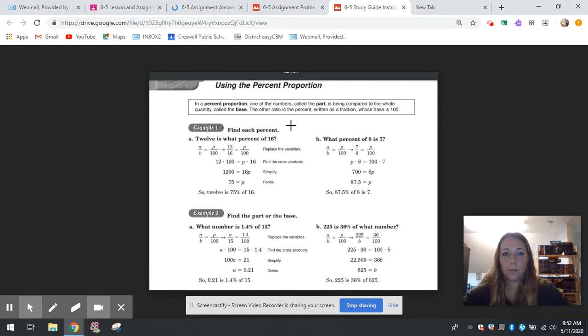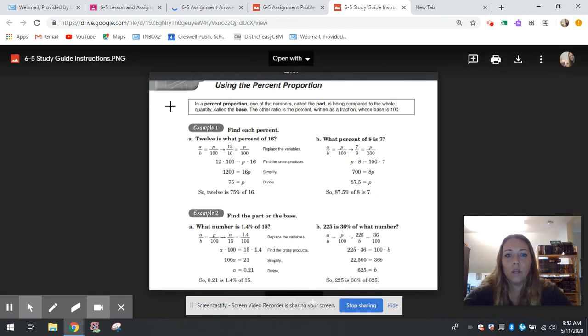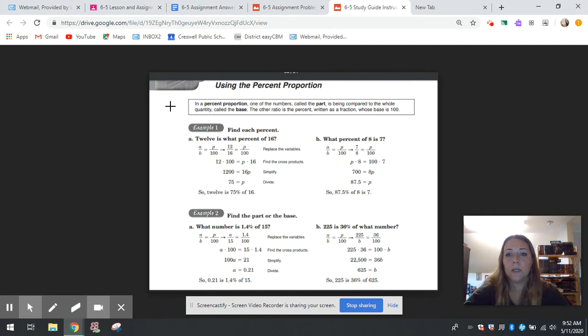So again, we're doing proportional equations. Instructions at the top say, in a percent proportion, one of the numbers called the part is being compared to the whole quantity called the base. So the part would be the numerator and the base would be the denominator. The other ratio is the percent written as a fraction whose base is 100. As we know, percent means out of 100, so our denominator is 100. And then we'll put a variable on top and solve for it.